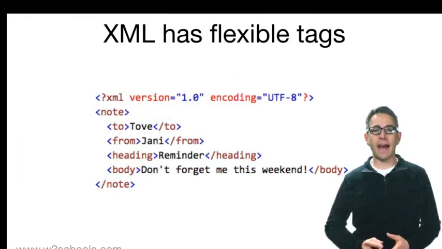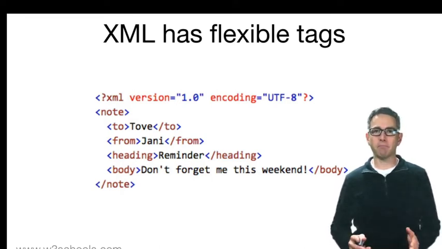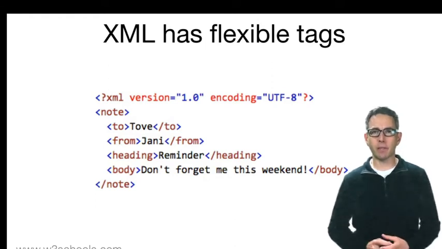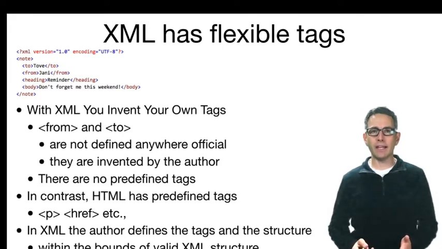XML has flexible tags. We've already seen this particular example of a piece of XML that we made up as an example. This one's taken from w3schools.com. And in it, what you can see is that the tags have some metadata associated with them. You know that this is a note of some kind. There's a to, a from, a heading, and a body. So those tags were defined by me. No one else made them up. And when you write an XML document, you're free to invent your own tags.